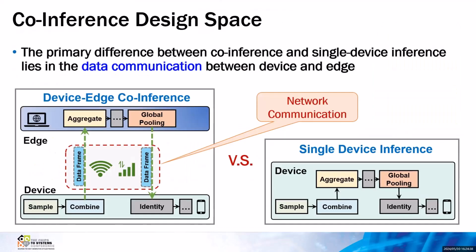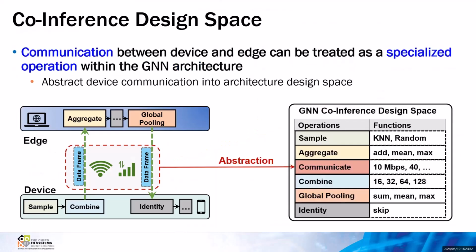Next, let me explain the details of the co-inference design space. The primary difference between co-inference and single-device inference lies in the data communication between the device and the edge. To achieve joint optimization of architecture and mapping, GCoDE is based on a novel perspective, treating communication as a special operation. Therefore, GCoDE extends the GNN architecture design space by abstracting communication as one of the explicit operations.